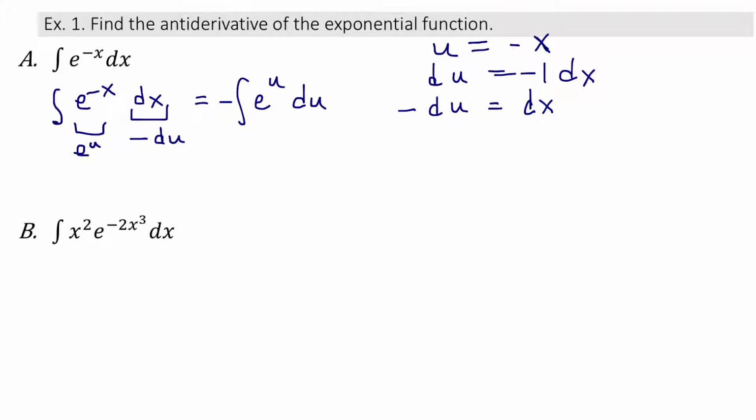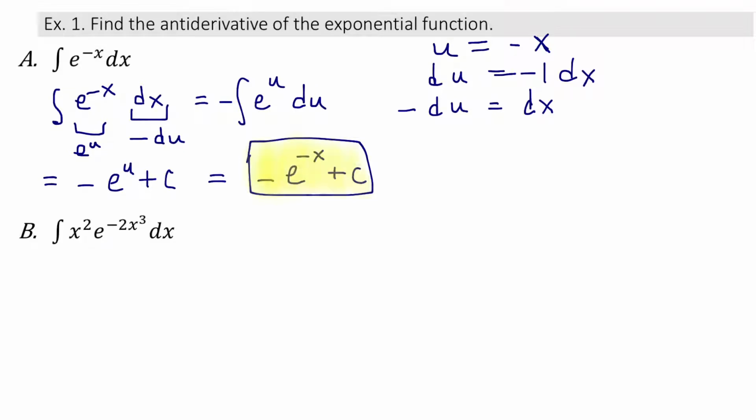So I know my rule says the integral of e to the u is e to the u. So I can say simply that my answer is negative e to the u plus c. Then I go ahead and I replace u with negative x. So I've got negative e to the negative x plus c. And this is my integral.